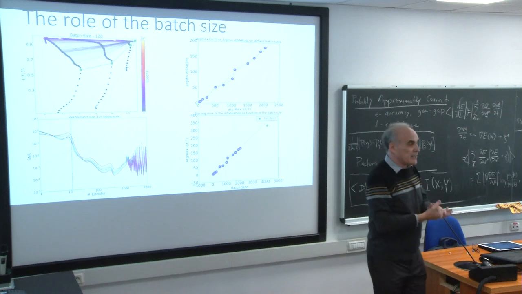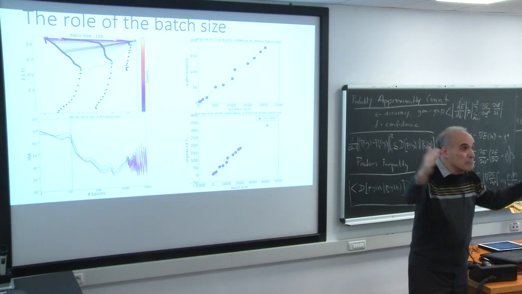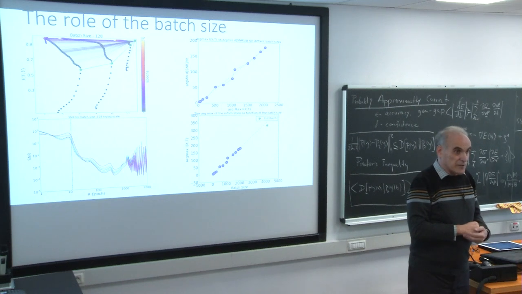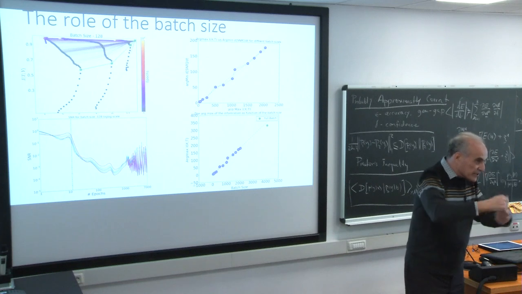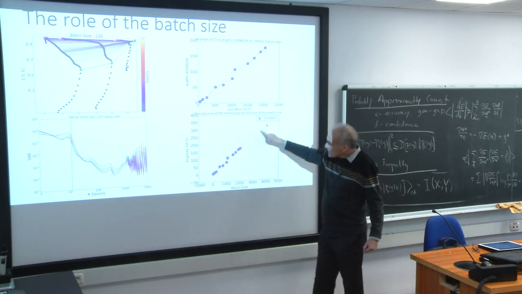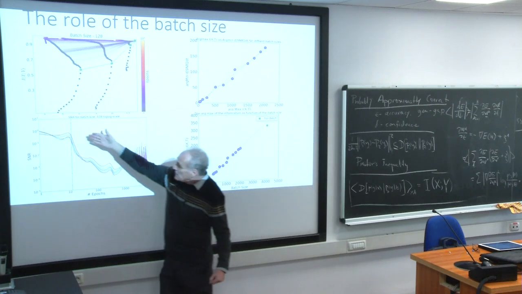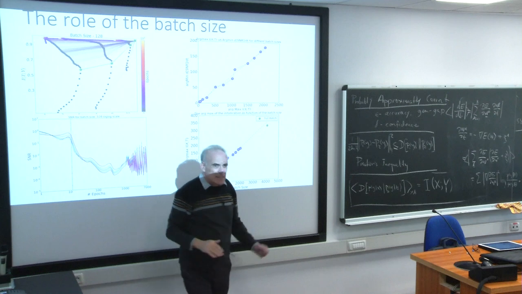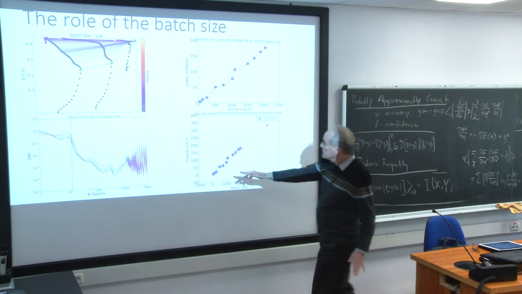Now, this was, again, one of the claims of Saxe et al., that they see compression even with full batch, which means that I argue that it's the mini-batch that is doing the trick. But even with full batch, and you see the full batch is here, along the same line, you see that the point of the transition from drift to diffusion is moving with the mini-batch size as expected, linearly with the mini-batch size.